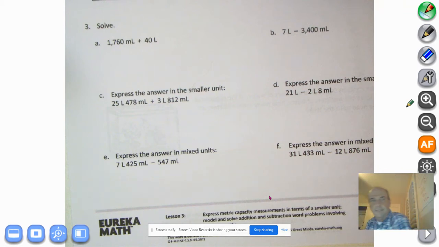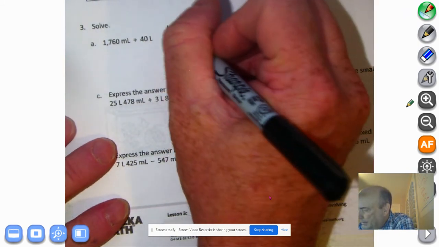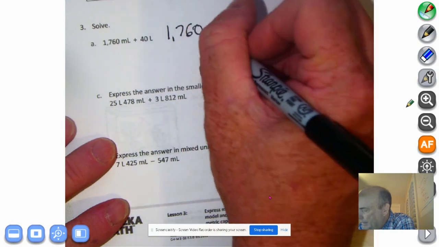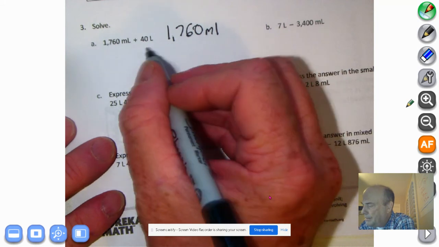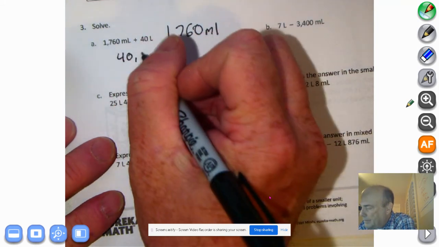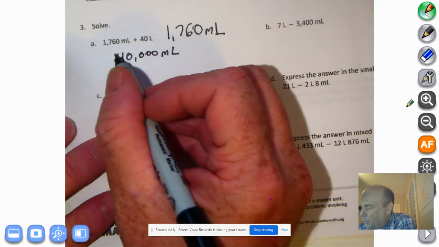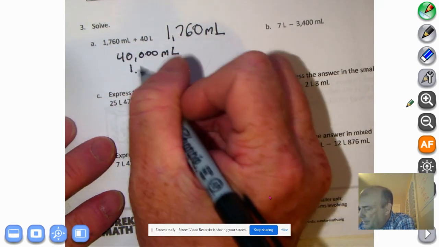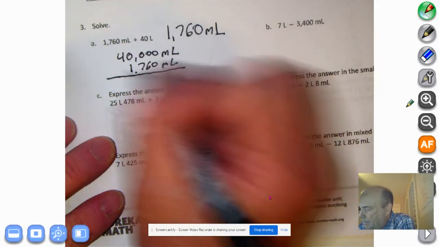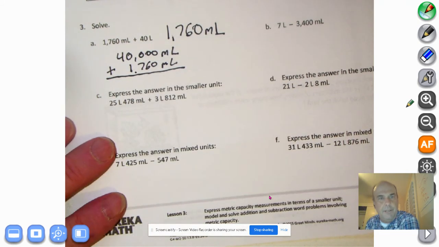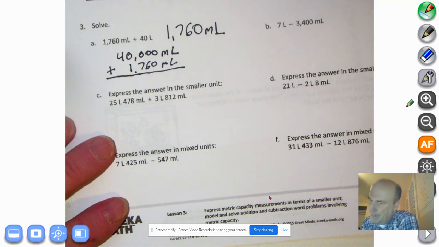Okay, thank you, MathMutt, for that visit. Time to solve. 1,760 milliliters, but we're adding 40 liters. I'm going to convert the 40 liters to 40,000 milliliters, and then I'm going to add on the 1,760 milliliters. Go ahead and pause the recording and attempt to solve this on your own. I know you can do it, and then come back to check and see if you're right. 5, 4, 3, 2, 1. Welcome back.